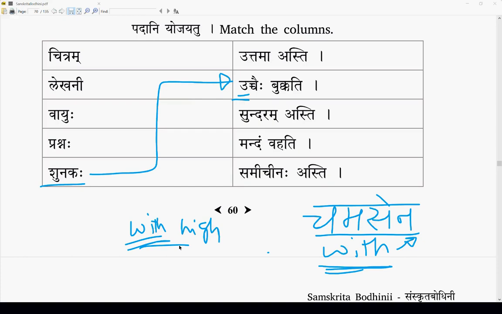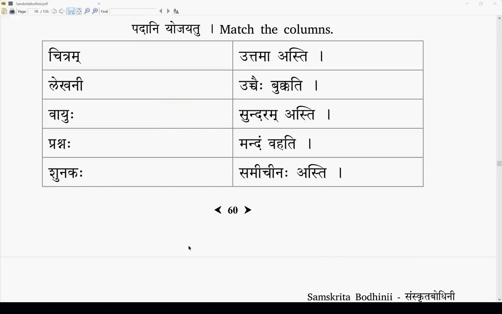However, I'll give you another example which we find in many literature. Parvataha uchchaihi asti.